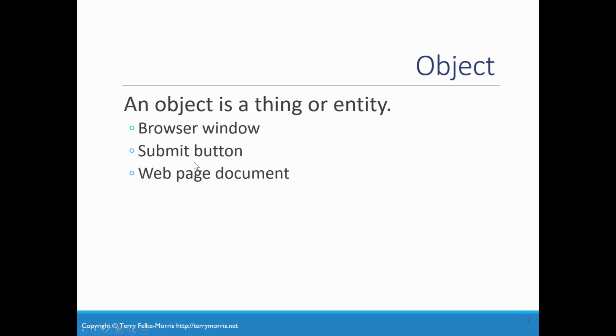So, document, object, model. What's an object? An object is a thing, or it can be an entity, or it can actually be a concept. So your browser window is an object. Your submit button is an object. The web page document itself is an object. Anything that you put on a web page is an object.